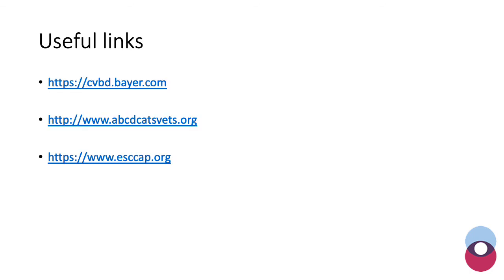I also wanted to share some useful links when it comes to infectious diseases in dogs and cats, which can be very helpful. Bayer has a good internet page, and there is ABCD Cats as well, for infectious disease in cats. The European Society of Veterinary Parasitology also has a very nice internet page where you can look at different types of infections in different countries in Europe, which is very useful if you have a patient that has travelled.